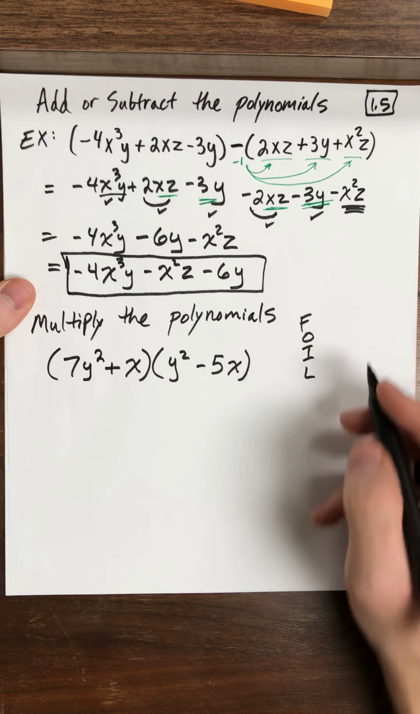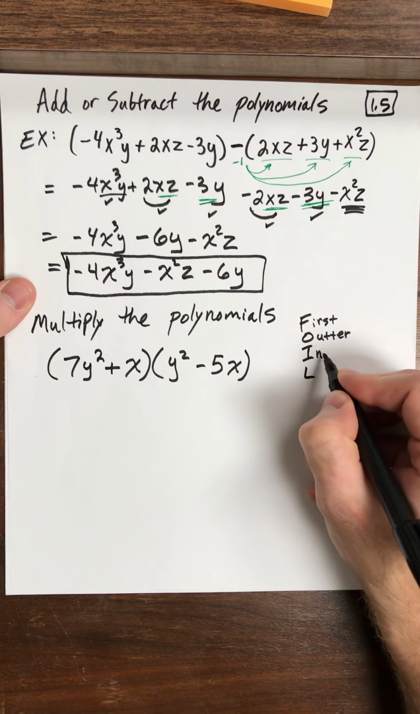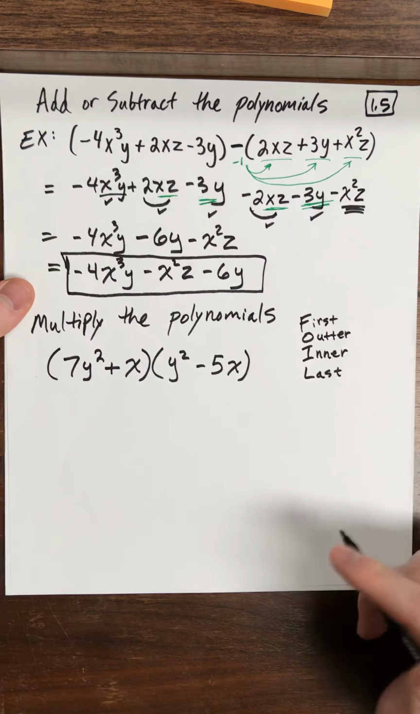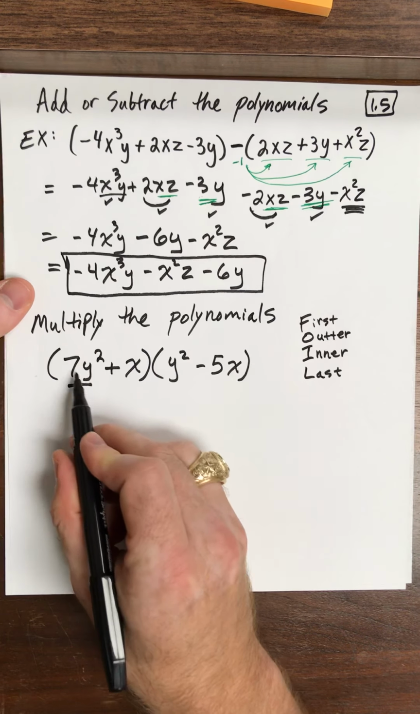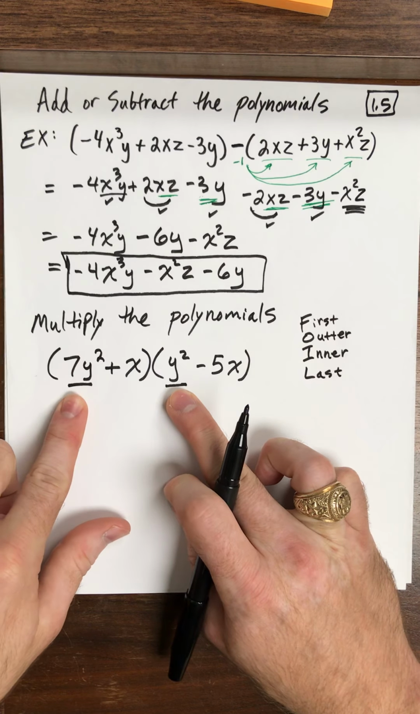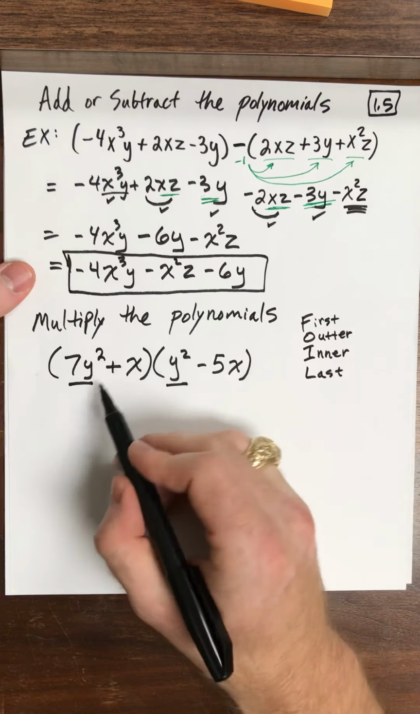FOIL stands for first, outer, inner, and last, okay? So what's first? The first term is this 7y squared and this y squared. They're both first in my binomial. So I want to multiply those two together, okay? Whenever I do this, I'm going to get 7y squared times y squared. So I have 2 y's here and 2 y's here, so how many total? 4 y's total, okay? And so that's the first term.